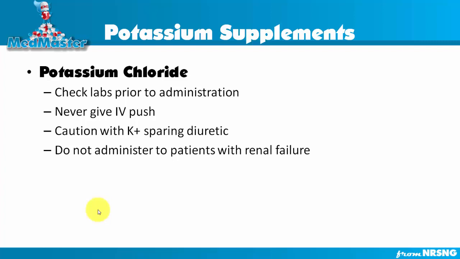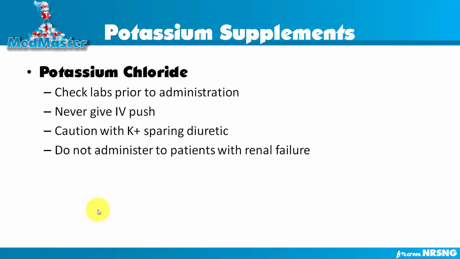And then use caution with potassium-sparing diuretics like spironolactone, because spironolactone and other potassium-sparing diuretics are going to preserve potassium and drive up our potassium level. So as we're doing that, if we're also giving potassium supplements, we need to be careful there. Also, do not administer to patients with renal failure, and just check with your physician first.